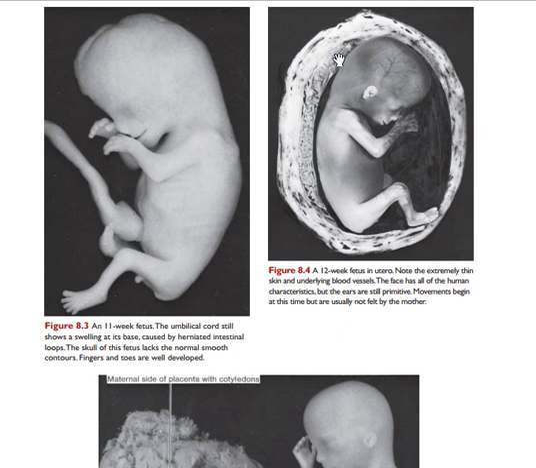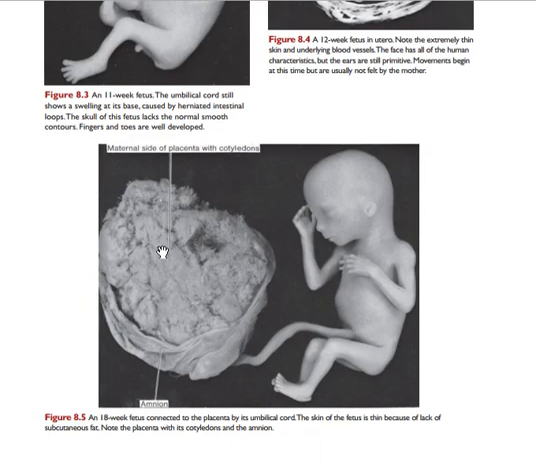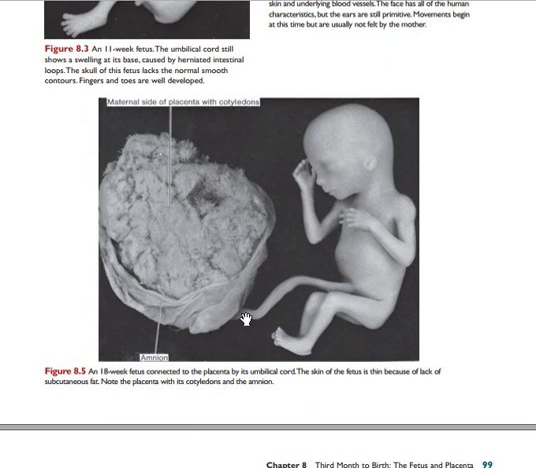Now the next one, you see this is another child at 12 weeks of gestation. You note here actually there is extremely thin skin and underlying blood vessels. The face has all the human characteristics. You see the ear, you see the eye, you see the nose, you see the mouth, all the human characteristics are on the face already by 12 weeks of gestation. So now at 18 weeks of gestation, what do you realize?